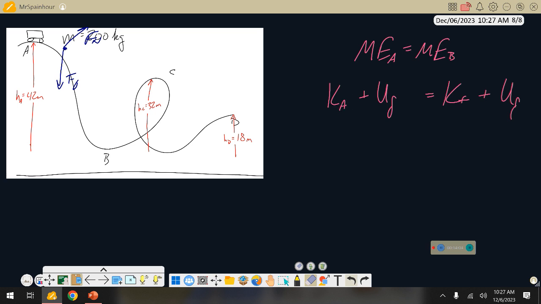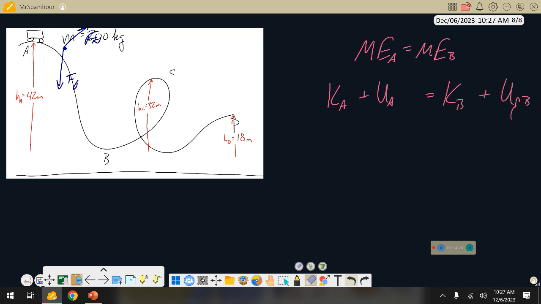So this is the kinetic energy at A. This is the gravitational at A. This is the kinetic energy at B. And this is the gravitational at B. We're going to assume that it starts from rest, even though, again, that's not fully accurate because it would have to move, blah, blah, blah.